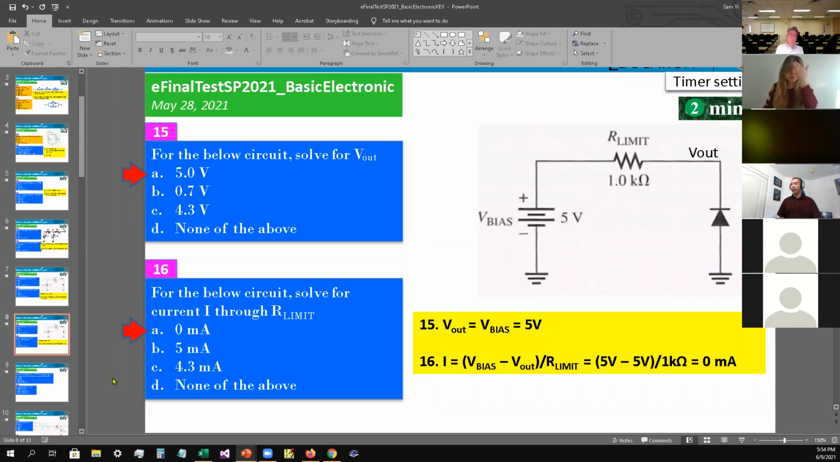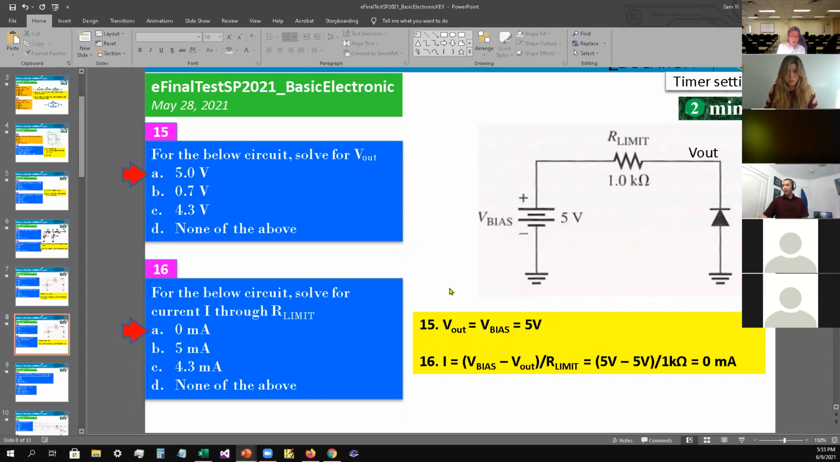Okay, for number 15, for the circuit below, solve for V out. V out is here. When you go this way, the voltage here is going to be higher than the voltage here, so this diode is going to be an open. An open is almost like cutting the diode out of the circuit. Therefore, whatever voltage comes in also exists at V out. So V out is just the V bias of the circuit, which is 5 volts. The answer is A, as in apple, for number 15.